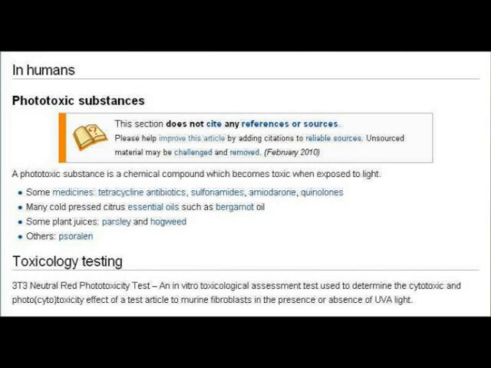Many cold-pressed citrus essential oils, such as bergamot oil, some plant juices, parsley and hogweed, can be phototoxic. And under others, it says sorelin, which I'm not sure what that is. But you can see that quite a lot of things can be phototoxic. So anyway, that's what we're going to look at in this episode.